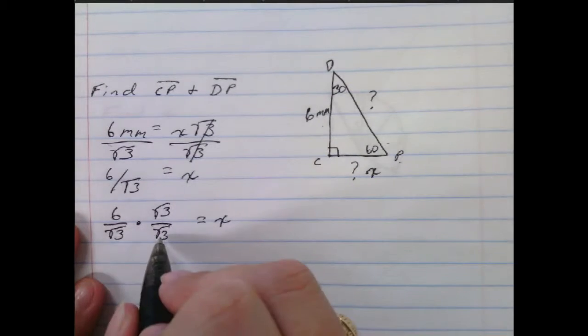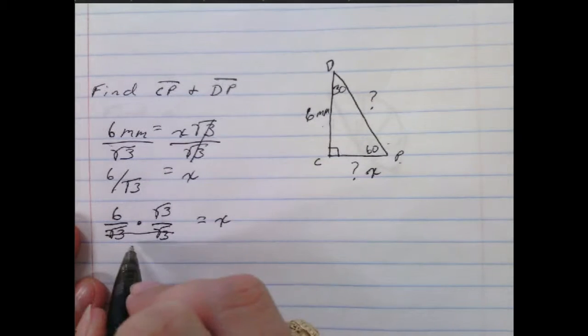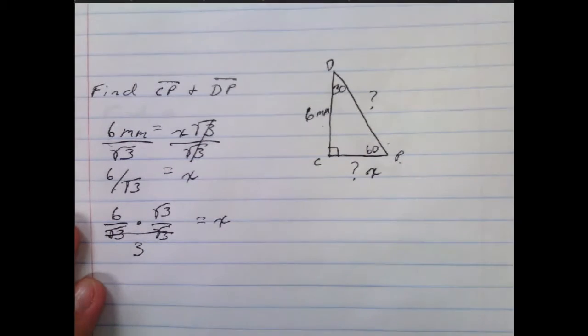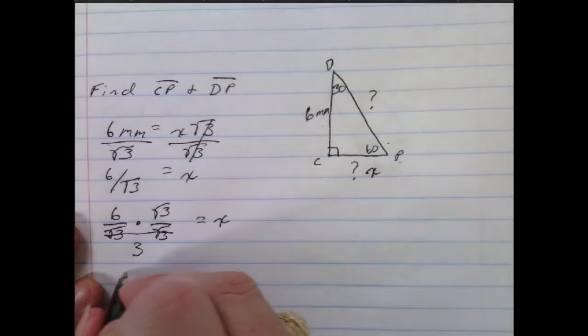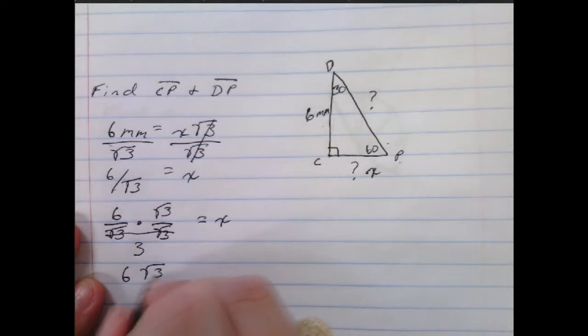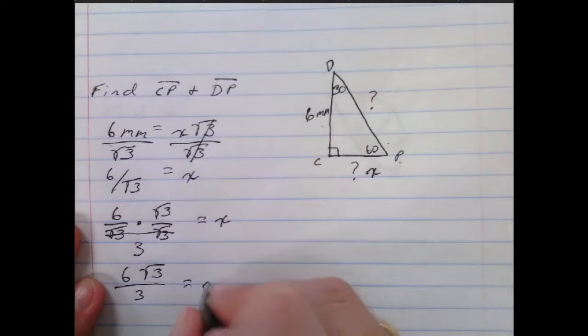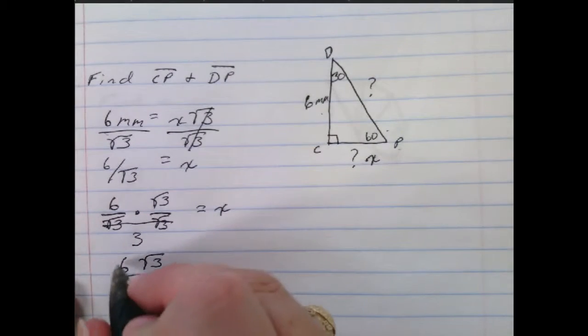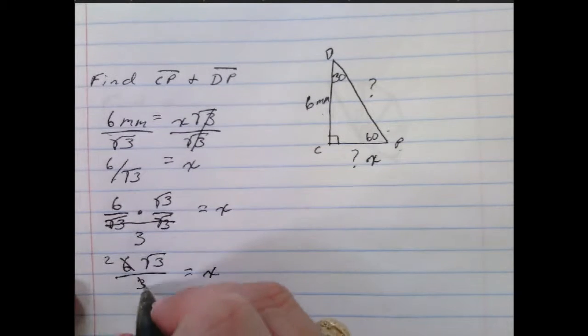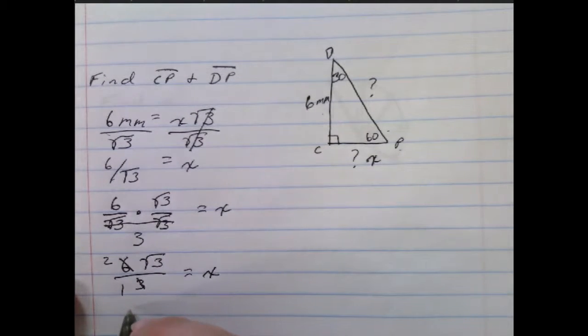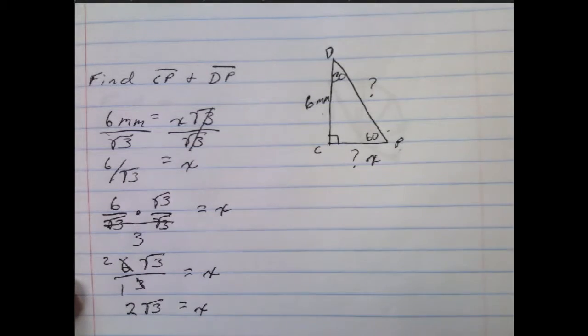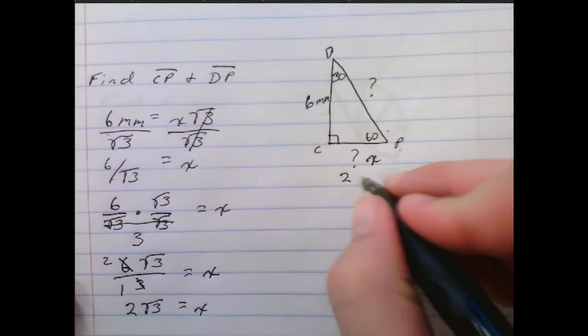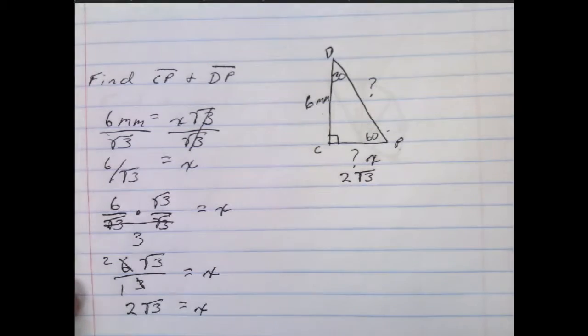So square root of 3 times square root of 3. The square roots cross out, and that becomes 3. So we end up with 6 square root of 3 divided by 3 equals x. So then we have to continue to simplify. 3 goes into 6 2 times, 3 goes into 3 1 time. So we have 2 square root of 3 equals x. So we're going to put 2 square root of 3 there for x.